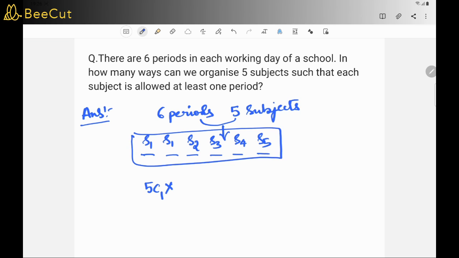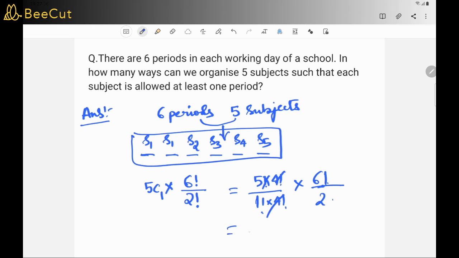Next, these 6 can arrange among themselves in 6 factorial ways, and out of these 6, 2 are similar, so it is divided by 2 factorial. So this will be the final answer. 5C1 is nothing but 5 factorial divided by 1 factorial into 4 factorial, multiplied by 6 factorial divided by 2 factorial. This can be written in this way. So it is 5 multiplied by 6 factorial divided by 2 factorial. It is 3600 divided by 2. So it is 1800. So this is the answer.